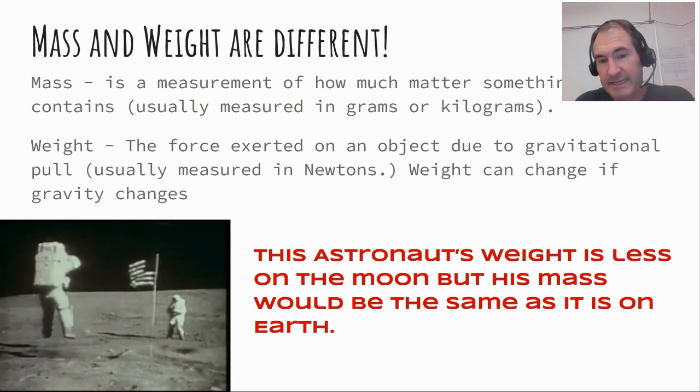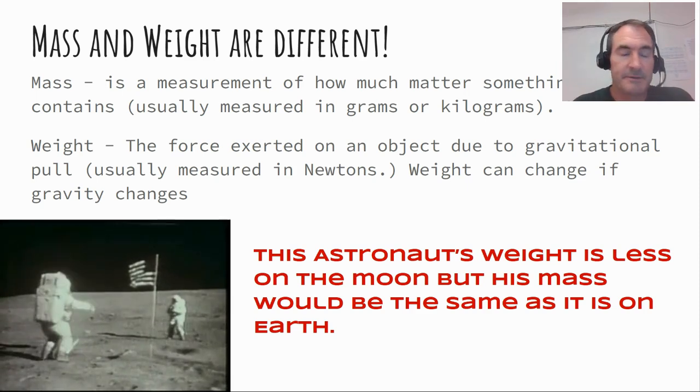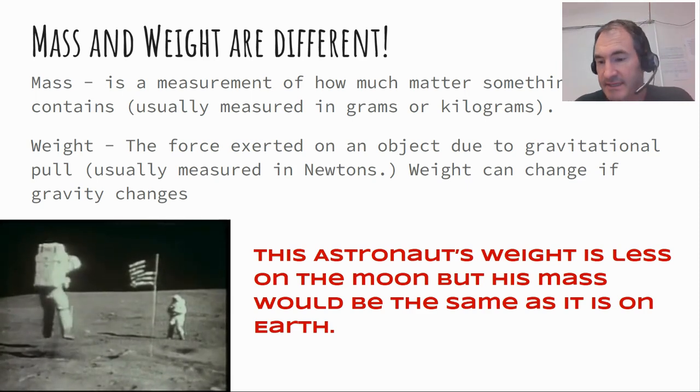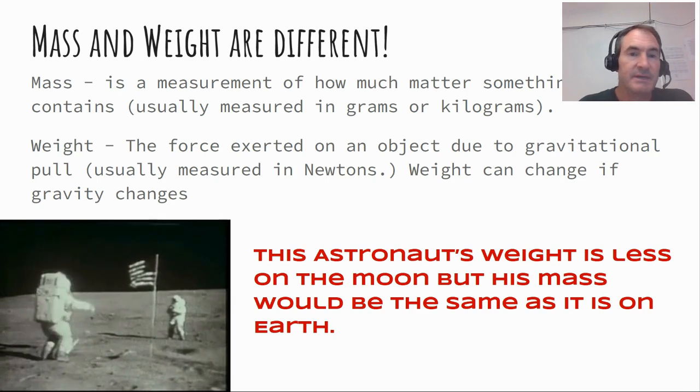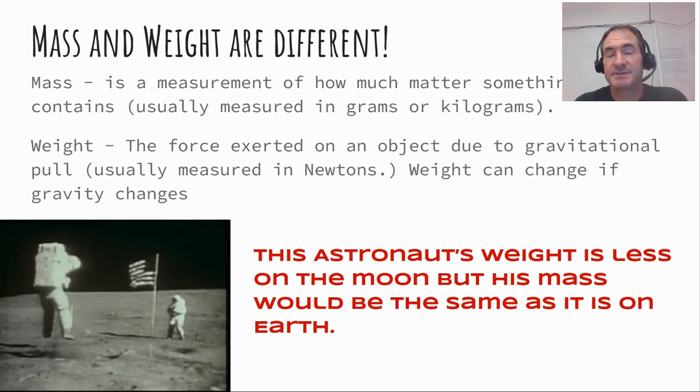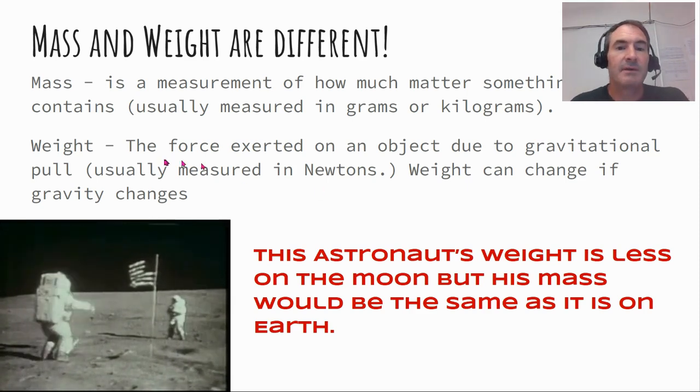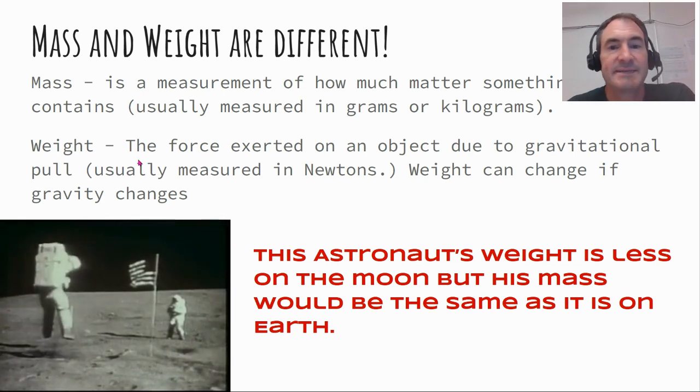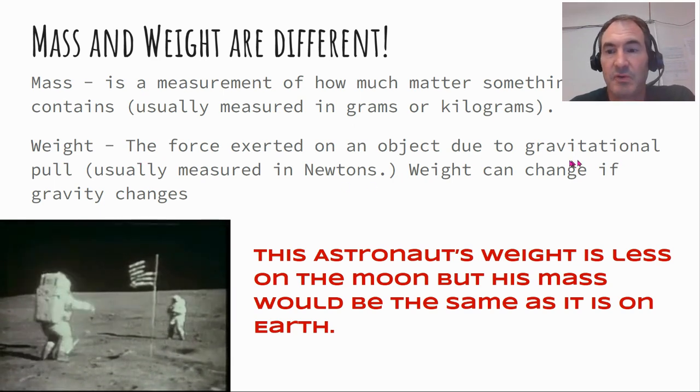So if I heat it up and melt it to make a pendant or a necklace, some jewelry, if I do that, if I phase change it, the mass does not change. Okay. Now, weight is different. Weight is dependent on gravitational pull.